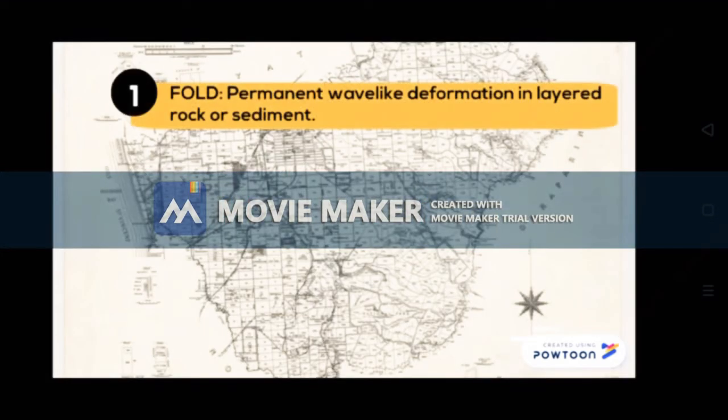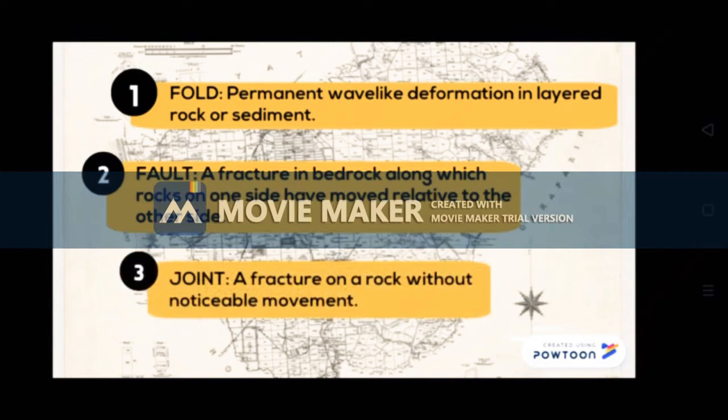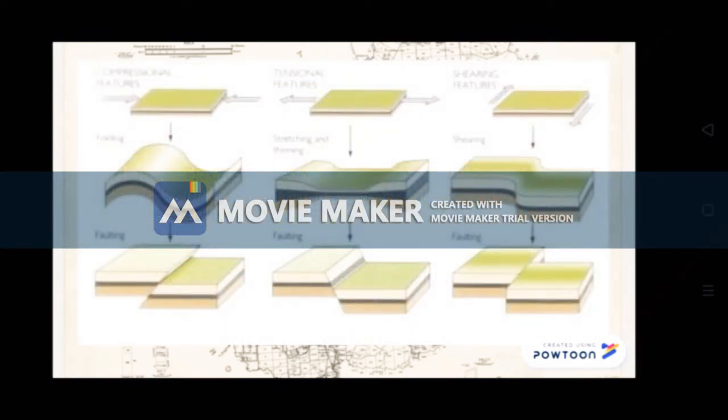Fold: permanent wave-like deformation in layered rock or sediment. Fault: a fracture in bedrock along which rocks on one side have moved relative to the other side. Joint: a fracture in a rock without noticeable movement.